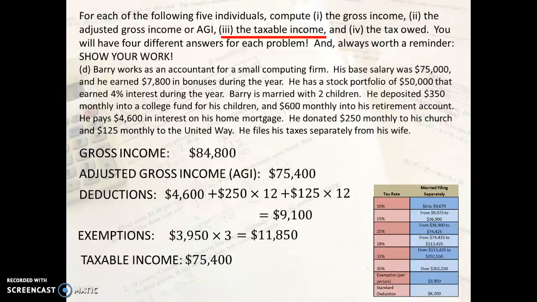So we take the taxable income. We're taking the AGI number. Think backwards: the AGI was from the second step we did. And we subtract those deductions and we subtract those exemptions.